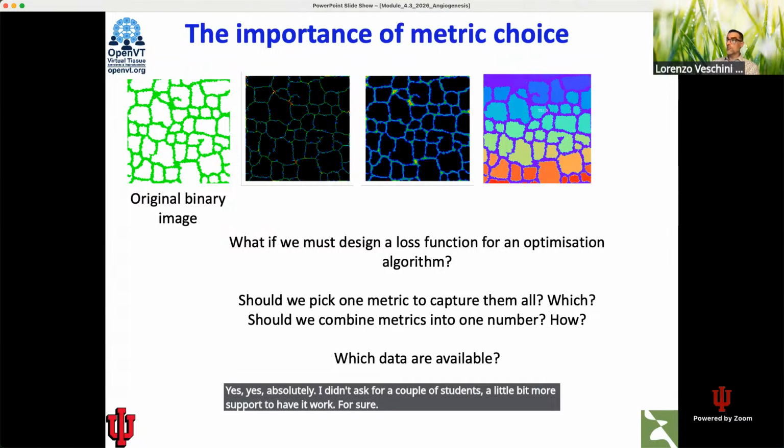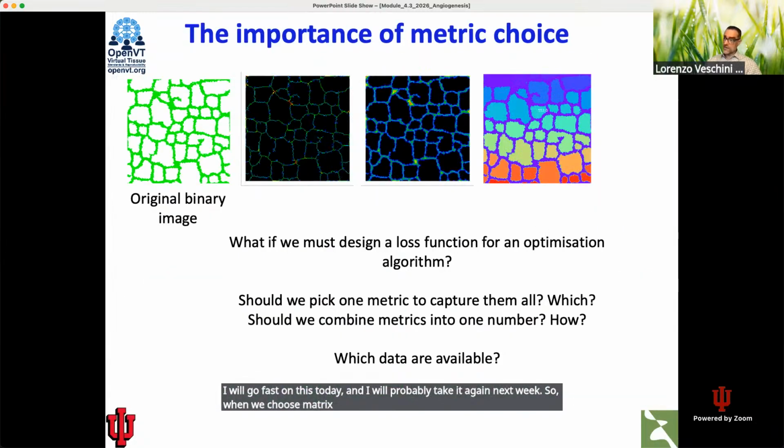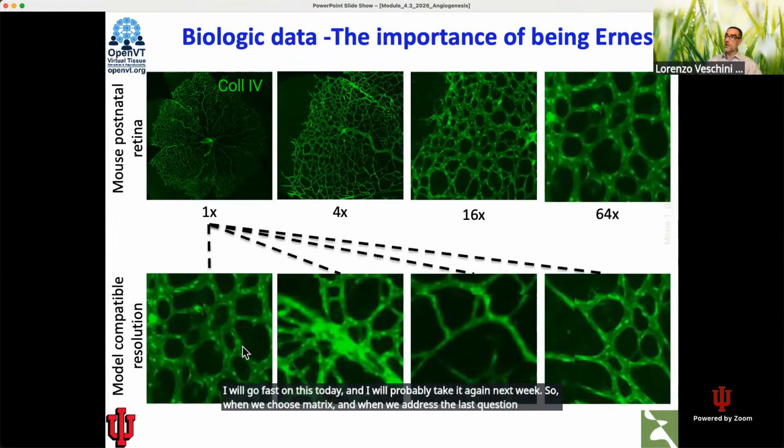And let me see. Oh, this is the last part, I think, that is a little bit theoretical. So it's important that we think. I will go fast on this today, and I will probably take it again next week. So when we choose metrics, and when we address the last question, which data are available, we should think that biological data are terrifyingly sparse, and they are also very variable.